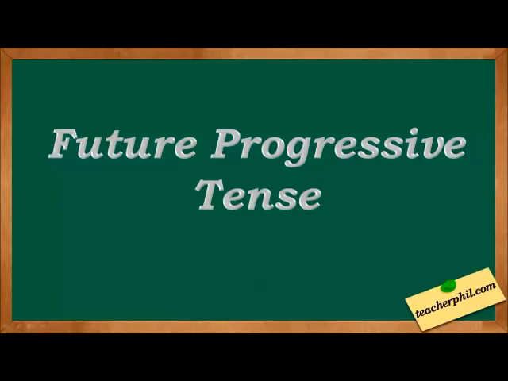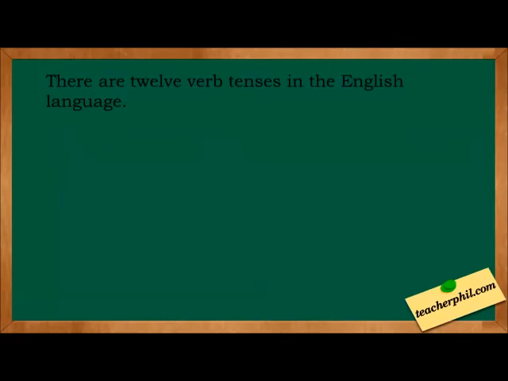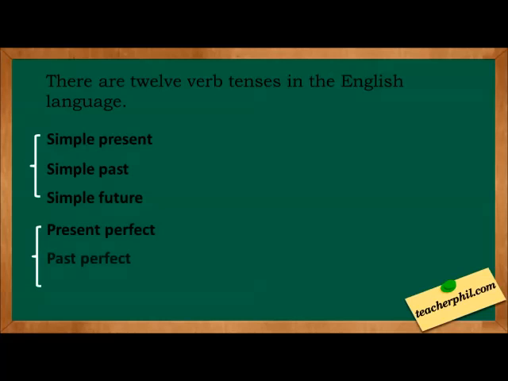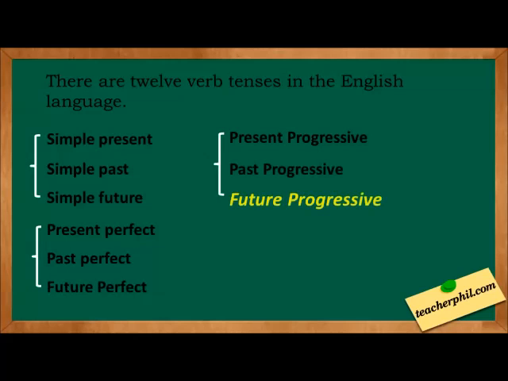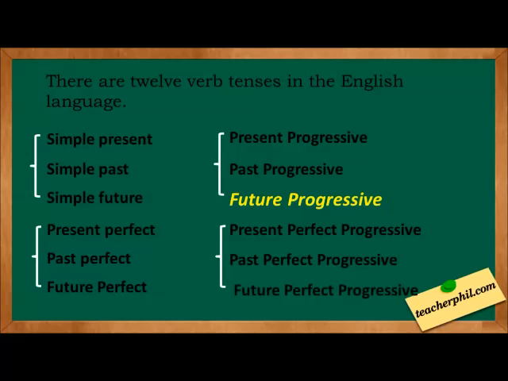Future progressive tense. There are 12 verb tenses in the English language. These are the simple present, simple past, simple future, present perfect, past perfect, future perfect, present progressive, past progressive, future progressive, present perfect progressive, past perfect progressive, and future perfect progressive. This lesson will talk about future progressive.